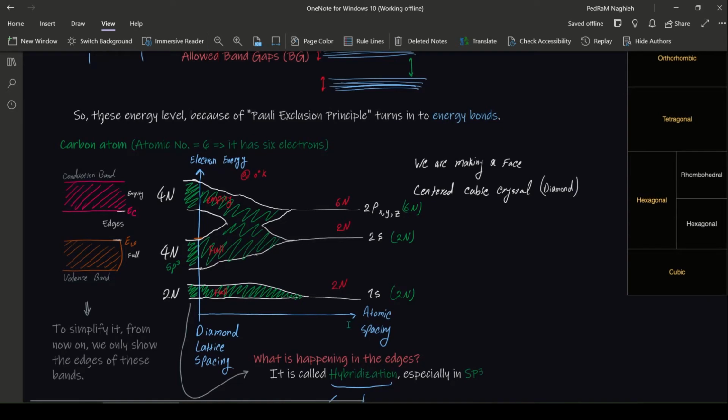Let's see what will happen if we plot the atomic spacing versus the diamond lattice spacing. Pay attention: diamond lattice spacing versus the atomic spacing. We have something like this.